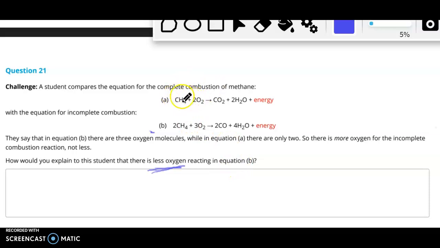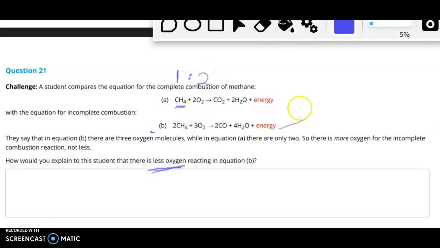When you look at just the reactants, there are two reactants here and two reactants there. You've got here CH4, which is methane. You've got one methane reacting with two molecules of oxygen. So for every methane that's reacting, you need two oxygen molecules. So 1 and 2, the ratio.